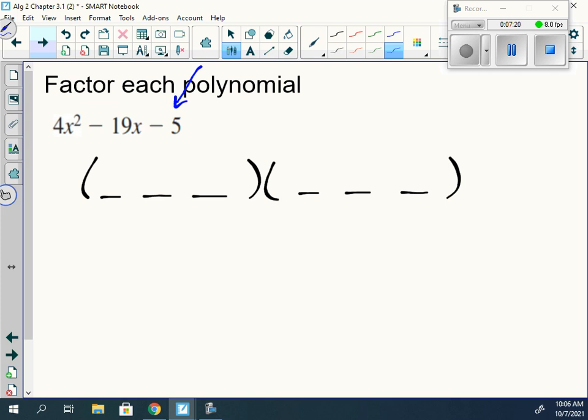The 5 is negative, so the signs are positive and negative. The signs are opposite. Because when the third term is positive, the signs are the same and they match the sign of the middle term. When the sign of the third term is negative, the signs are opposite. One's positive, one is negative.